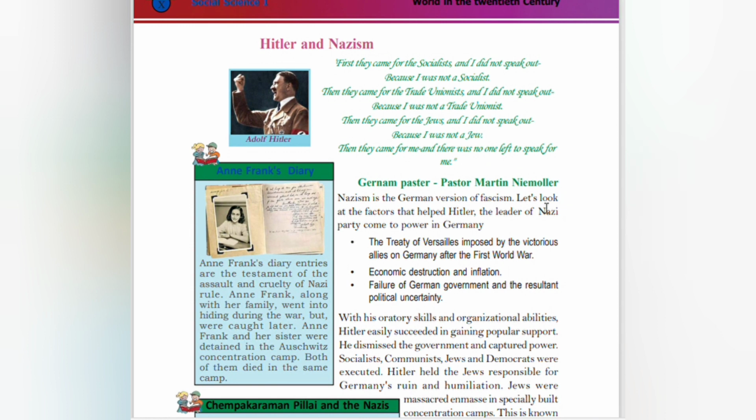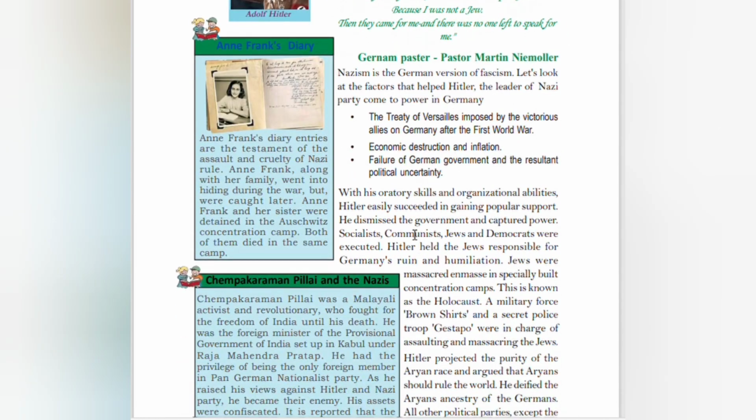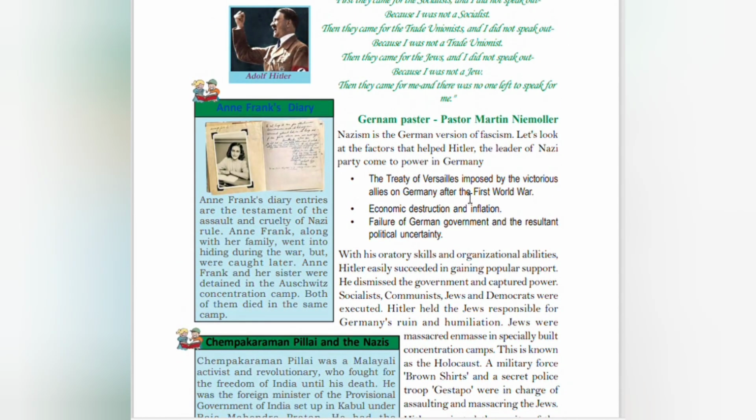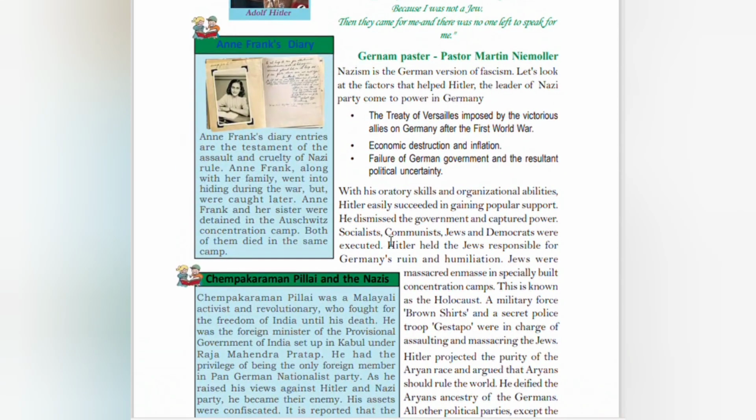Let's look at the factors that helped Hitler, the leader of the Nazi party, come to power in Germany. The Treaty of Versailles was imposed by the victorious Allies on Germany after the First World War. Economic destruction and inflation. Failure of the German government and the resultant political uncertainty.